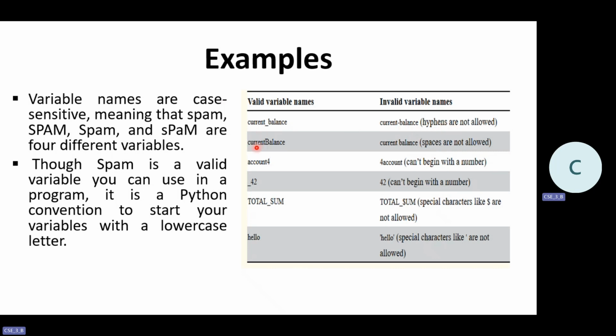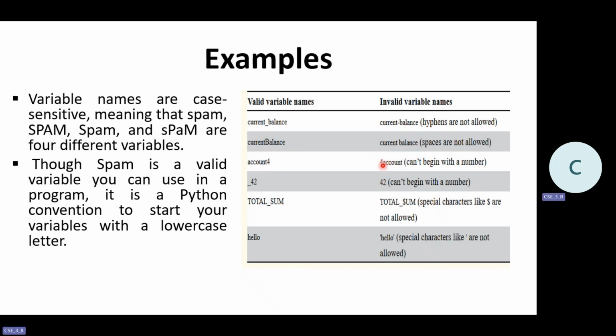Then we can see here current, then capital B, then balance. It is a valid variable name because we can use letters, and the case can differ. And we can observe here that we have used a gap. There is a space, so we can say spaces are not allowed. So it is an invalid one. This one is a valid one. We can use letters with numbers.